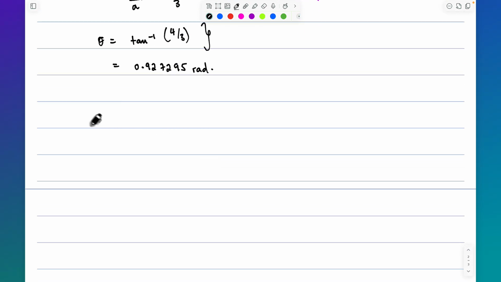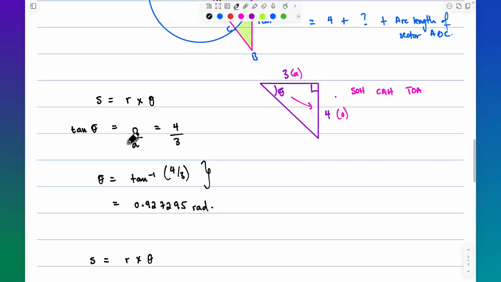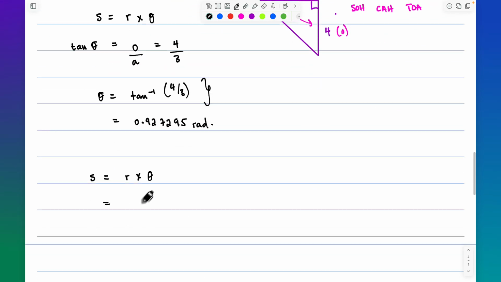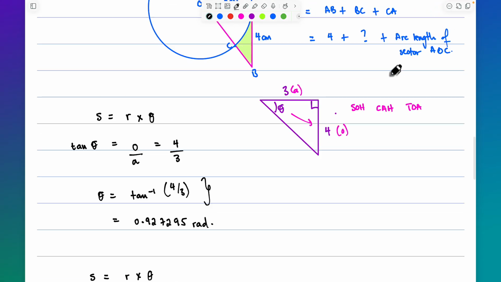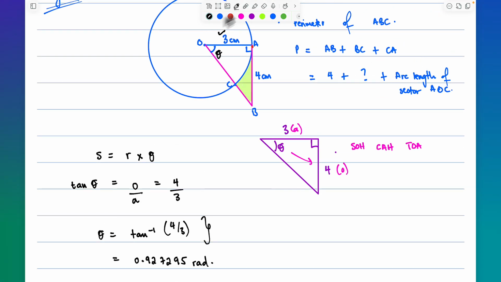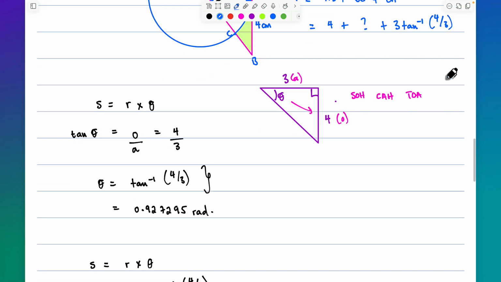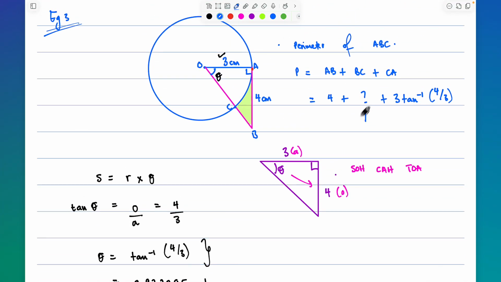So now that we have theta, we can use the arc length equation, R multiplied by theta, which is 3 multiplied by this value, I'm just going to write it as arctan of 4 over 3. So that's our S, right? So we now have a value of S over here. So let's just erase this. So this is going to be 3 arctan of 4 over 3, or you can write it as 0.92. That's perfectly fine. The only thing that we're missing is BC, right?